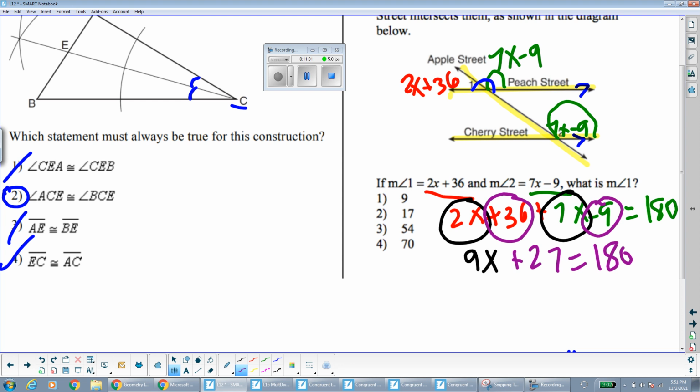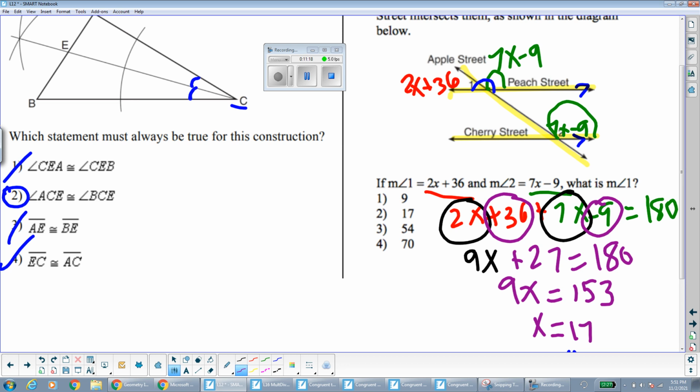Let me subtract 27 from both sides. So 180 minus 27 is 153. So we have 9x is equal to 153. And finally, let's divide 9 on both sides to get x by itself. And we get x is equal to 17.